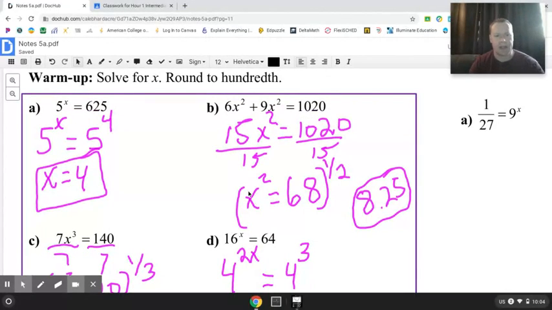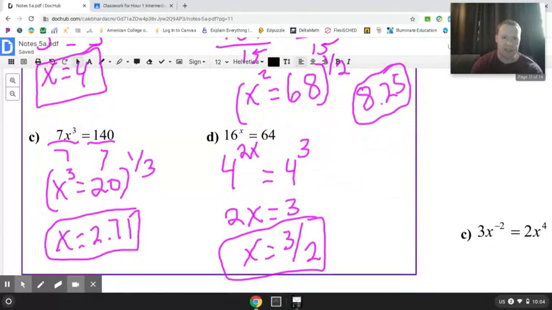Okay, so for letter A, 625 can be written as a base of 5 with an exponent of 4. So then x equals 4. B, combine like terms. They both have an x squared, so you get 15x squared. And then solve by using t-charts. So we divide by 15, and then we have a power function. So we use the reciprocal of 2, which would be 1/2, and get an approximate answer of 8.25.